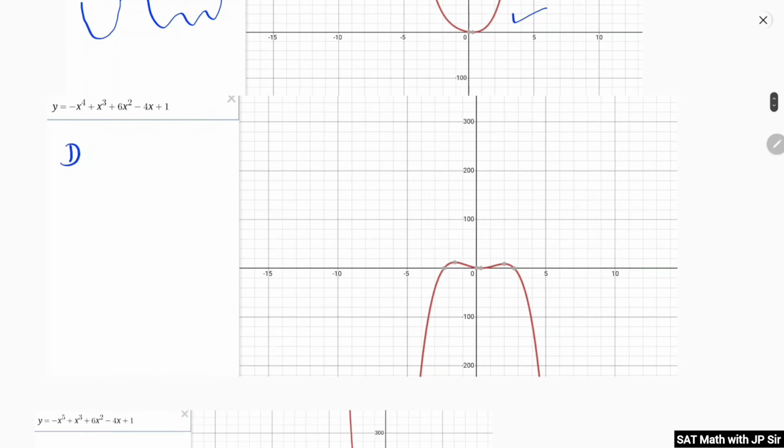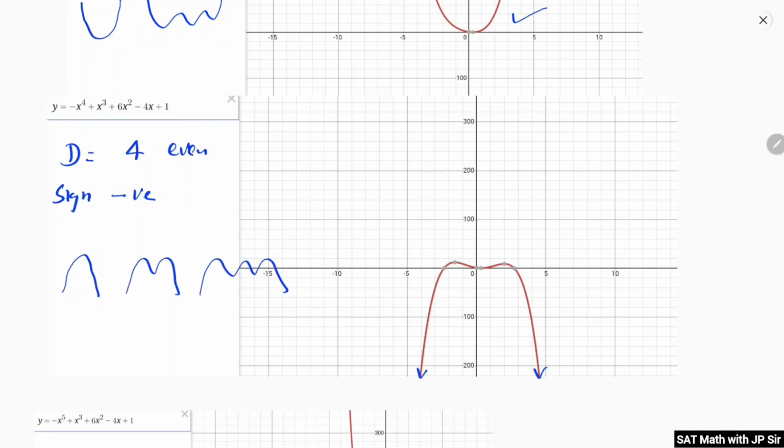Okay, degree is 4, that is even, so both the ends should be in the same direction. And since the sign is negative, these ends are in the downward direction. So when the sign is negative, the graph goes either like this or like this or like this, but both the ends lie in the downward direction.